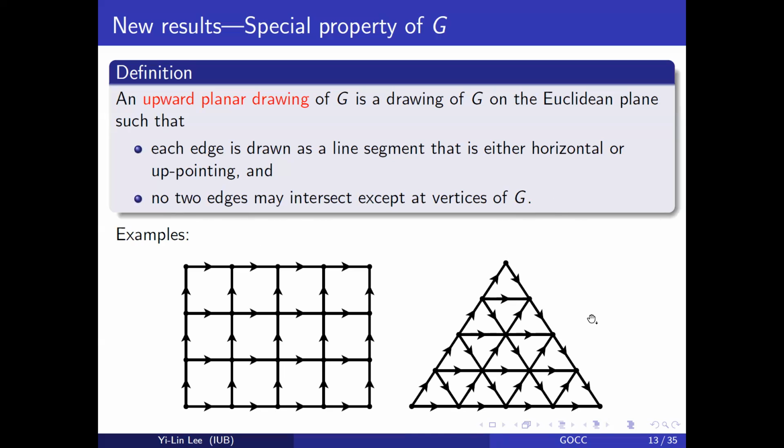way. But you may see that there are some edges pointing southeast, but if you rotate the whole graph counterclockwise 60 degrees, then you will get upward pointing edges. So here we require that our graph G has an upward planar drawing. But sometimes it's difficult to characterize what kinds of graphs have this property.